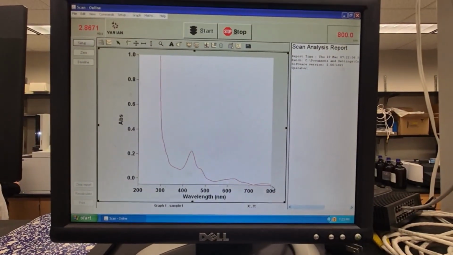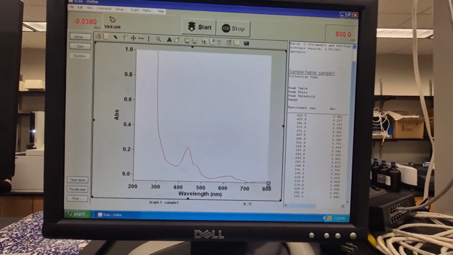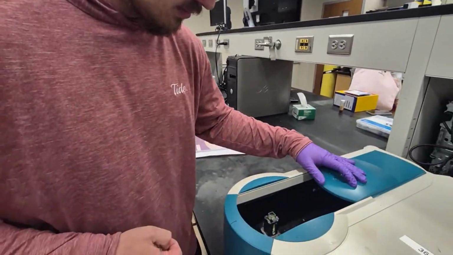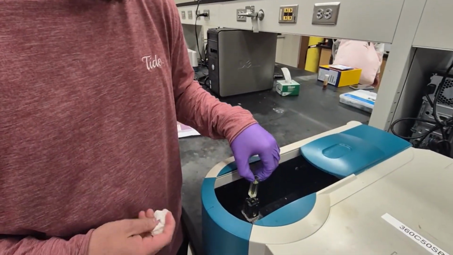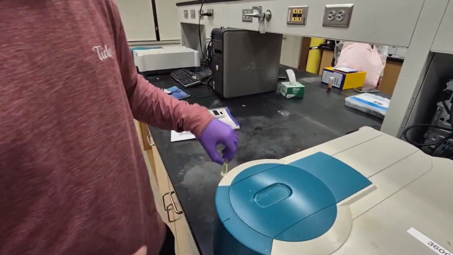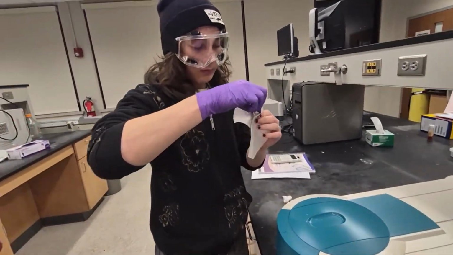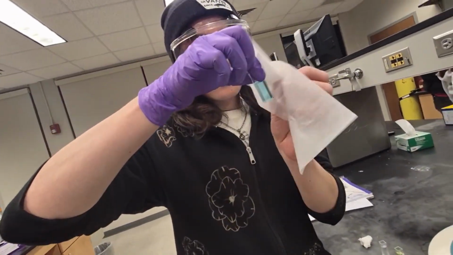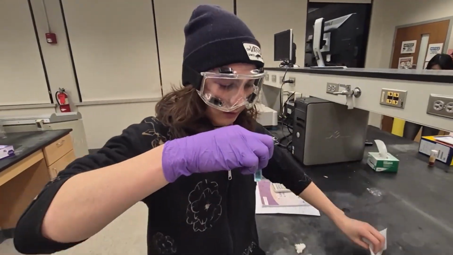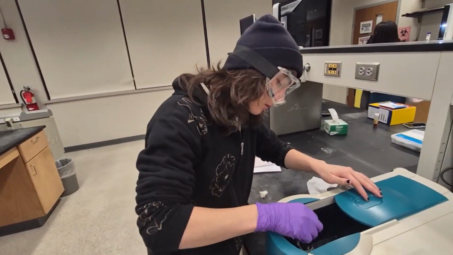We scan across all wavelengths for a few reasons: to find the wavelength where the substance absorbs the most light, and to see the full absorption pattern, which helps check for impurities. The scan creates a graph of absorbance versus wavelength. The lambda max is the wavelength where the absorbance is highest, which gives the most accurate results when calculating for concentration.